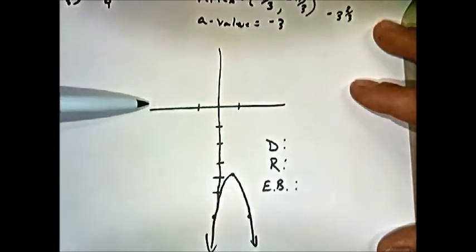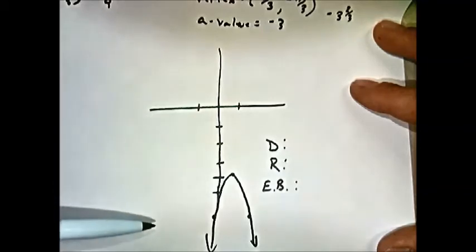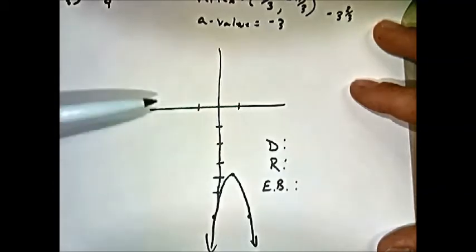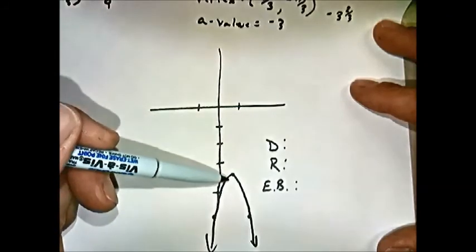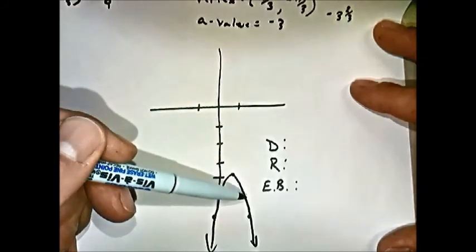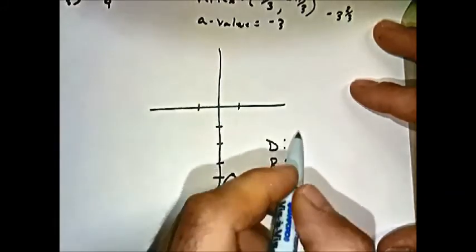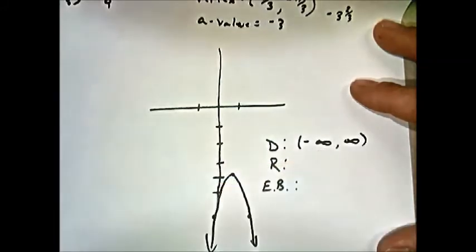Domain, again, at negative infinity on the x-axis, we could go down and touch this graph eventually. And as I work my way across the x-axis, I'll always be able to go down and touch the graph at a certain point. So my domain, we say, is negative infinity to infinity.